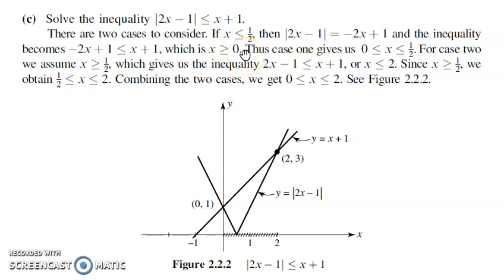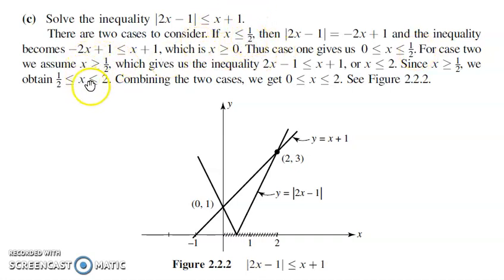So the elements which satisfy modulus of 2x minus 1 less than or equal to x plus 1 when x is less than or equal to 1 by 2 are those elements which are less than or equal to 1 by 2 and greater than or equal to 0. So the element should be in between 0 and 1 by 2 in case 1.